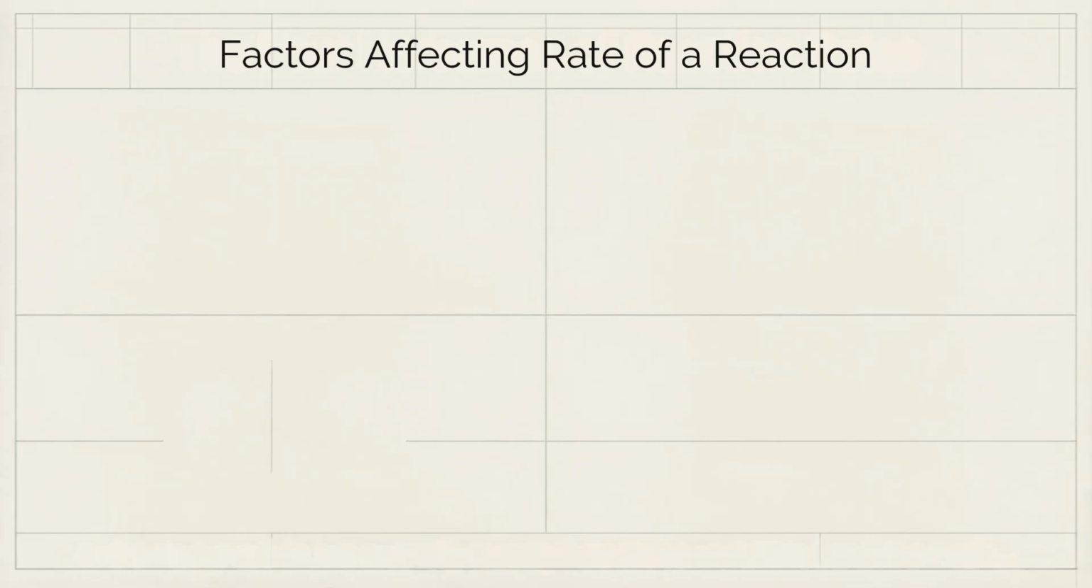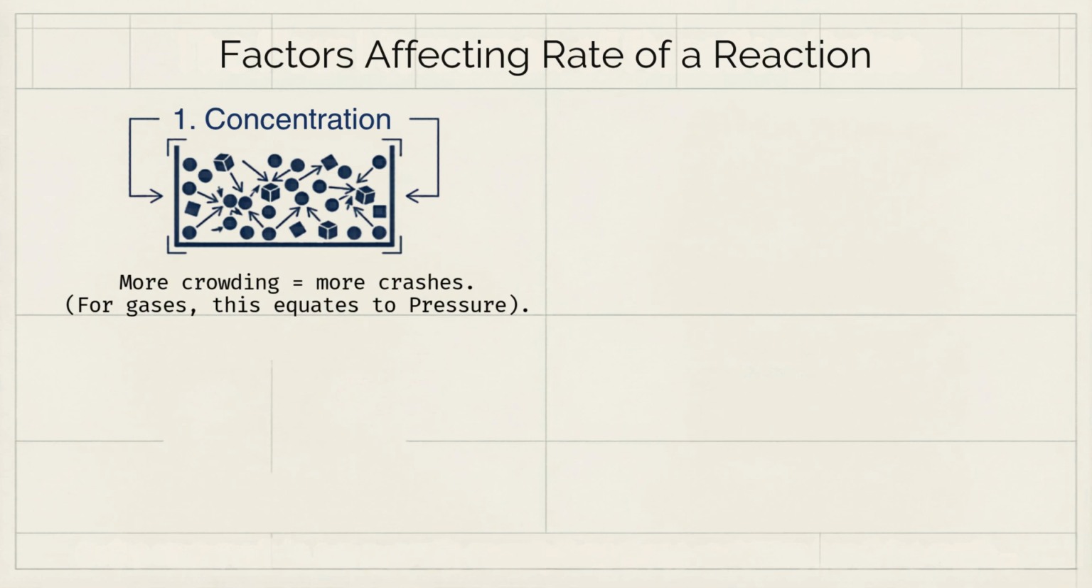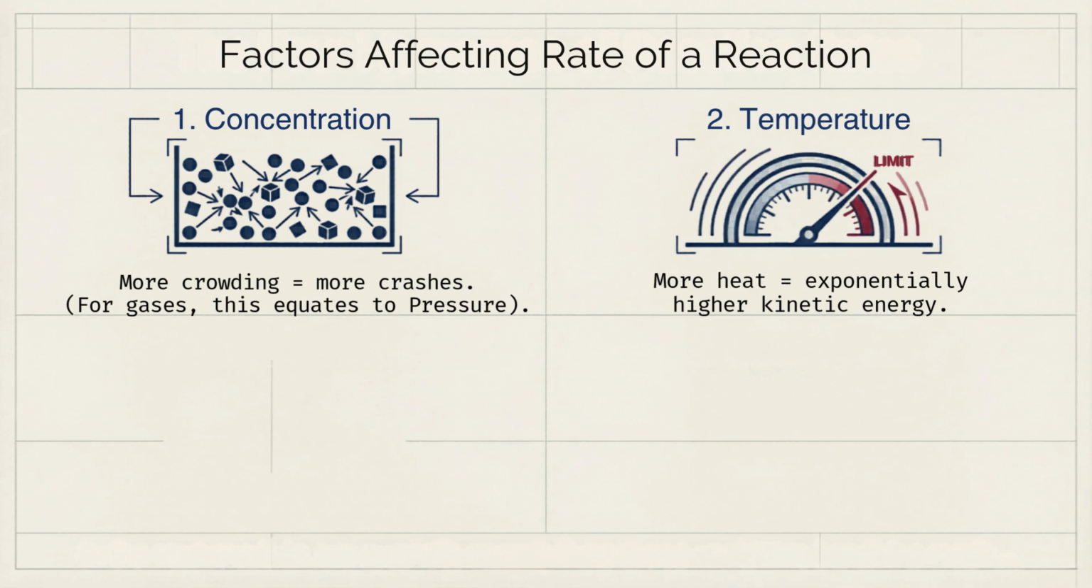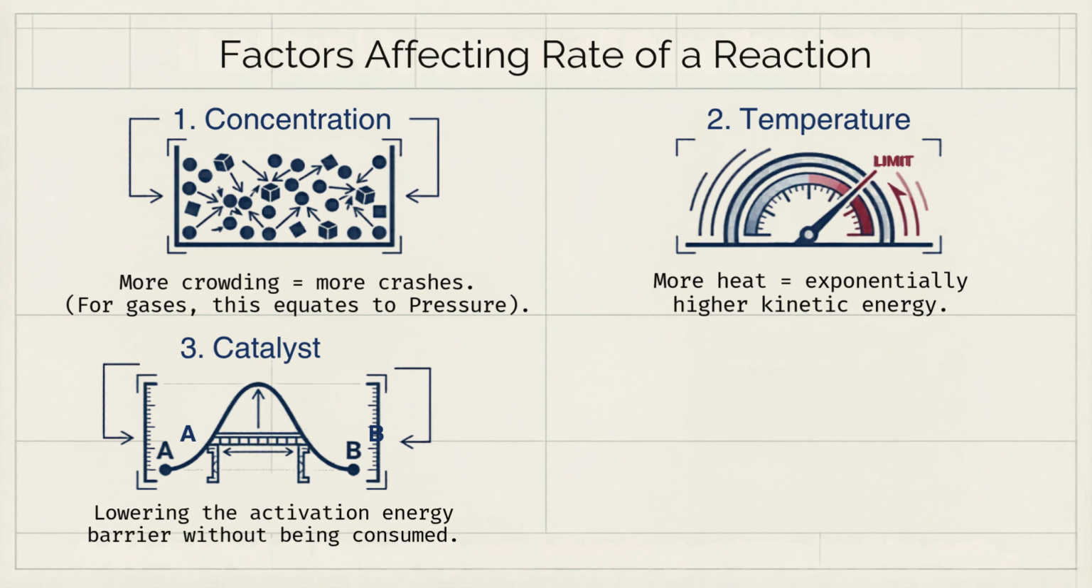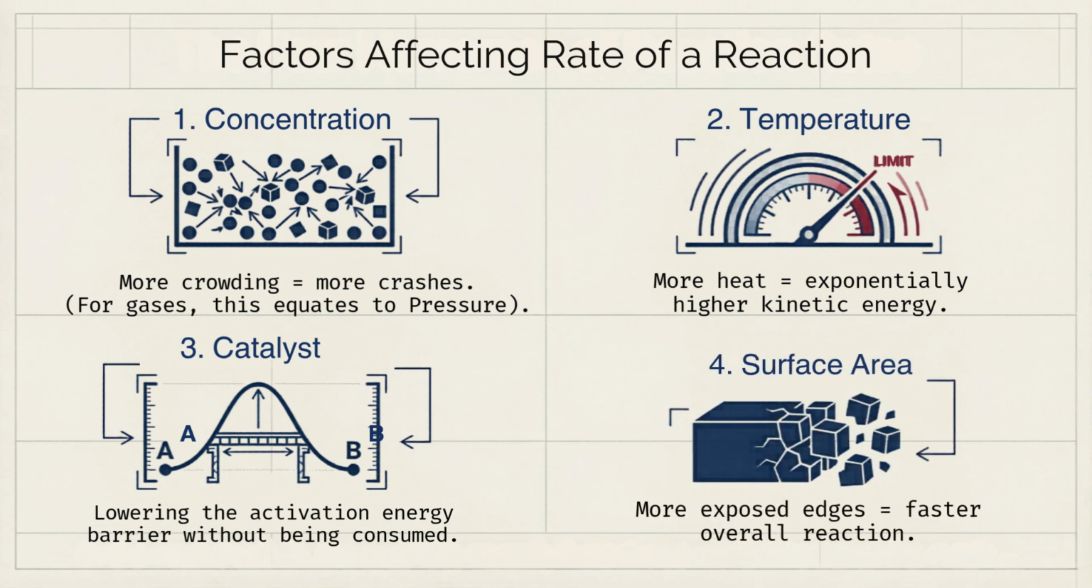The rate of a reaction changes because the system changes. Four major factors are highlighted here. Concentration increases collisions when particles are crowded together. Temperature raises kinetic energy and accelerates reaction speed. Catalyst lowers the activation energy barrier without being consumed. Surface area increases the number of exposed reaction sites. These are the four levers behind most kinetics questions.